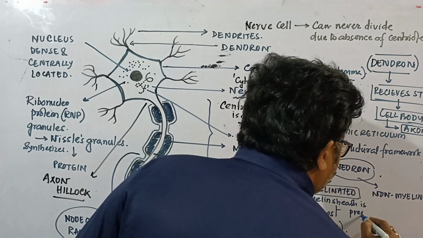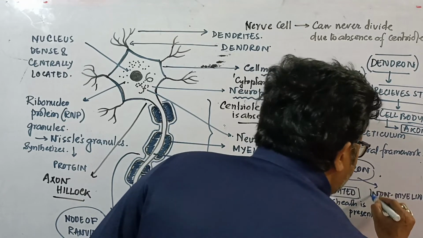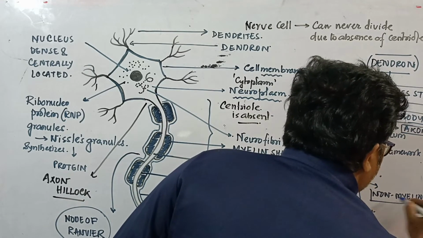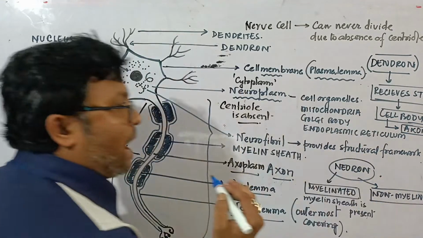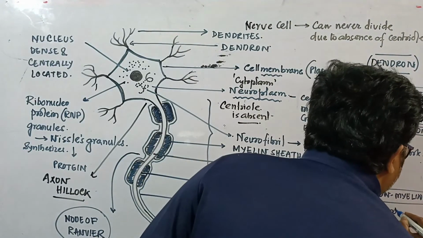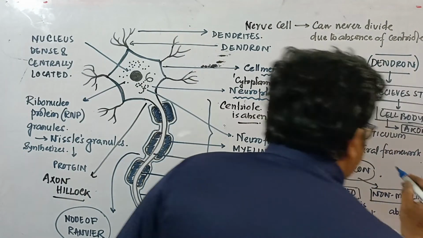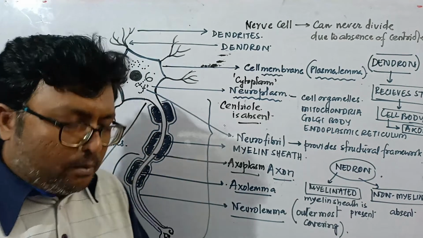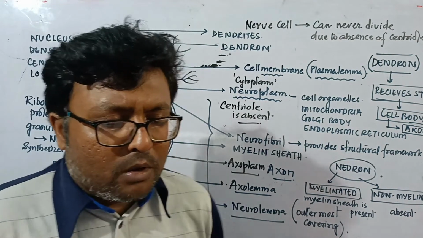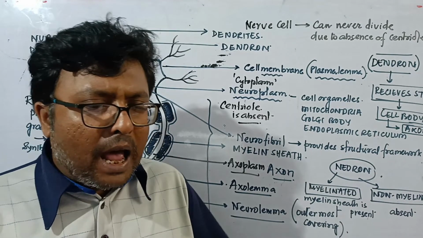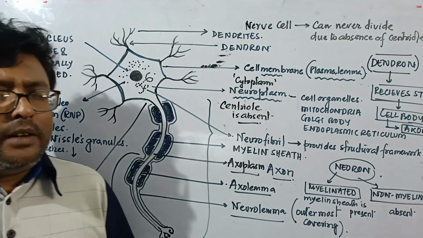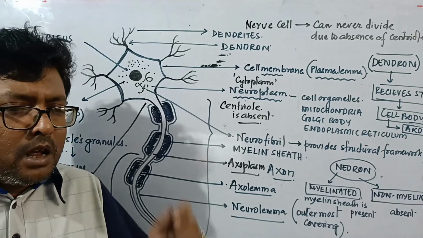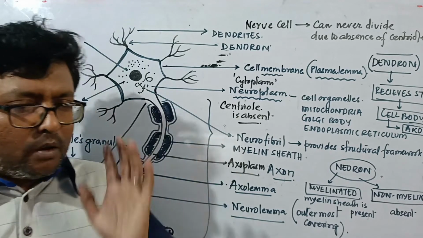And what is a non-myelinated neuron? We can say that it is a neuron where the myelin sheath is absent. The myelin sheath is generally absent. It is known as a non-myelinated neuron. Myelinated neurons are also known as medullated neurons, and non-myelinated neurons are also known as non-medullated neurons.